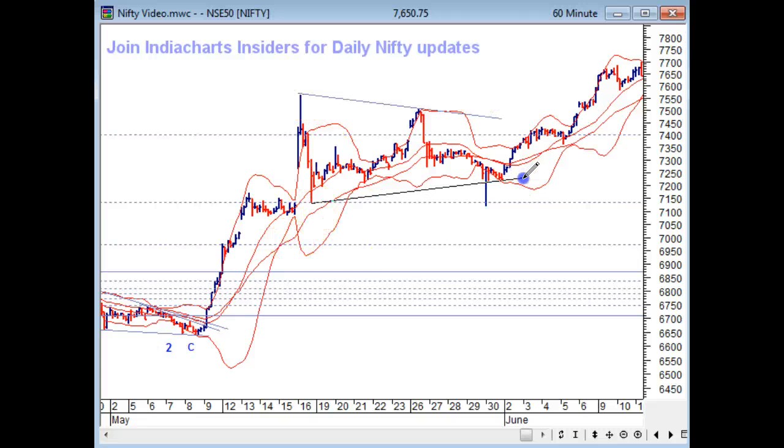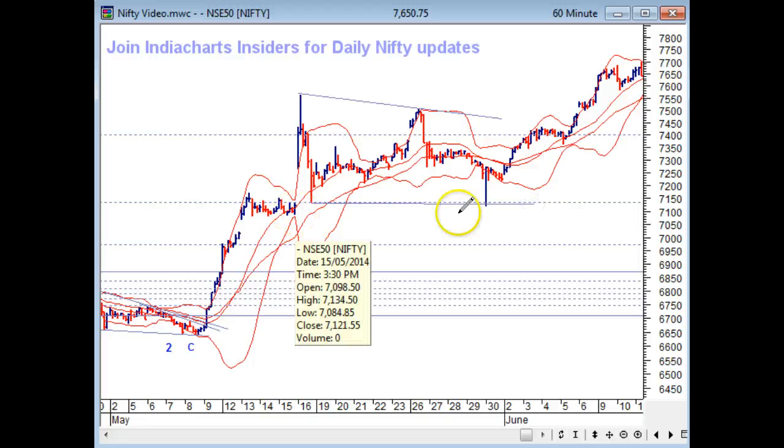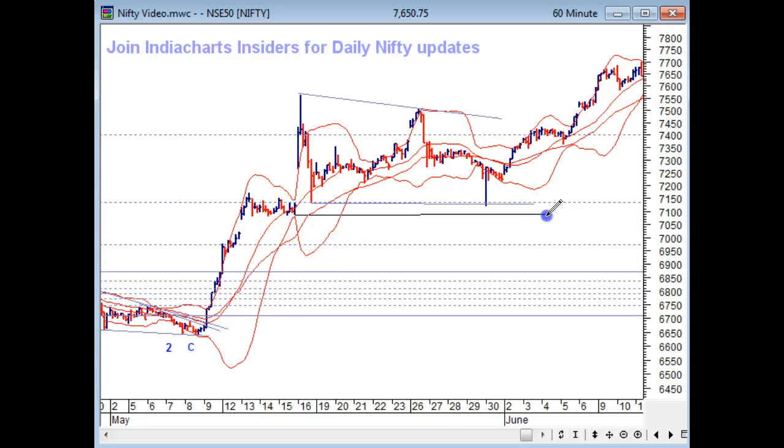I thought a triangle for quite some time, initially possibly all the way till down here, which is around the 7100, or fourth wave of lower degree closer to 7090. So that level, which is essentially this, kept coming up.